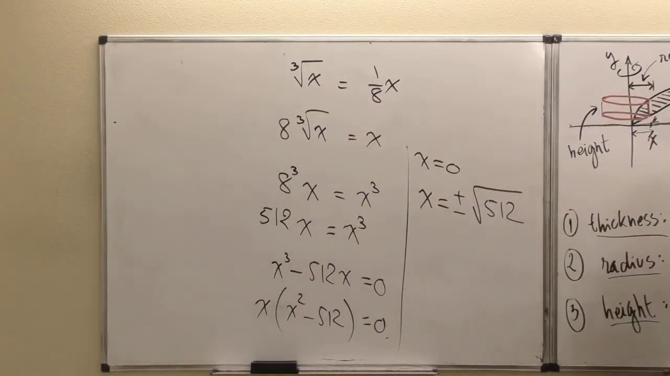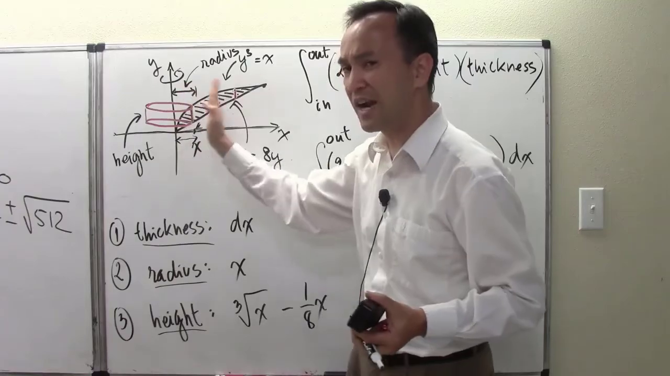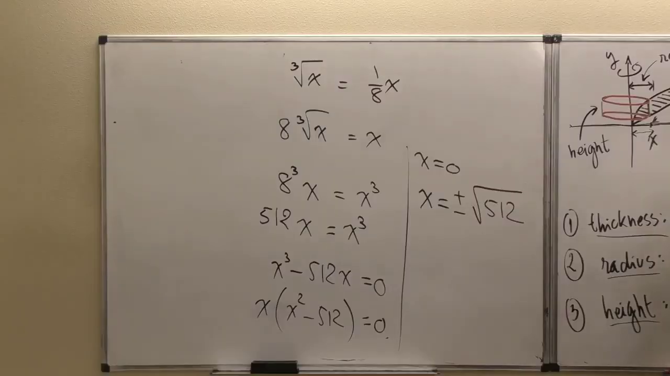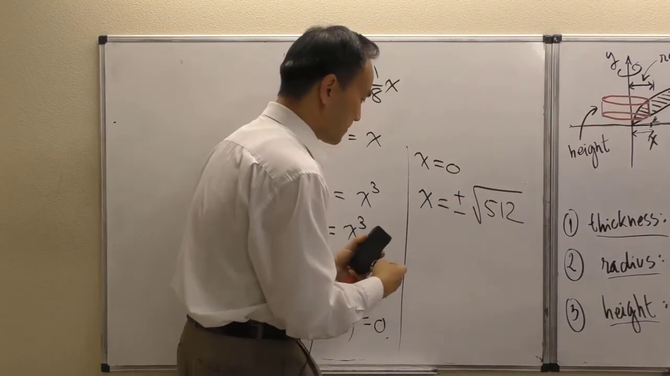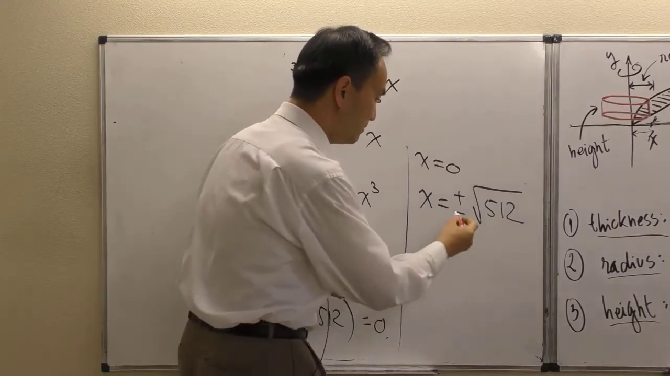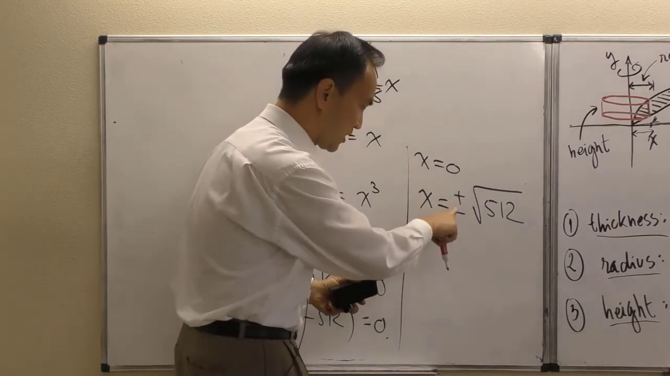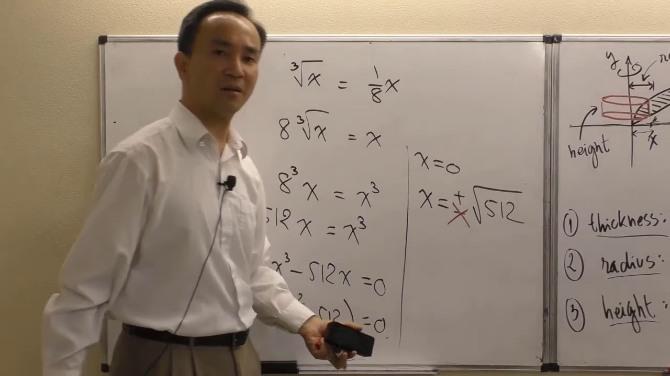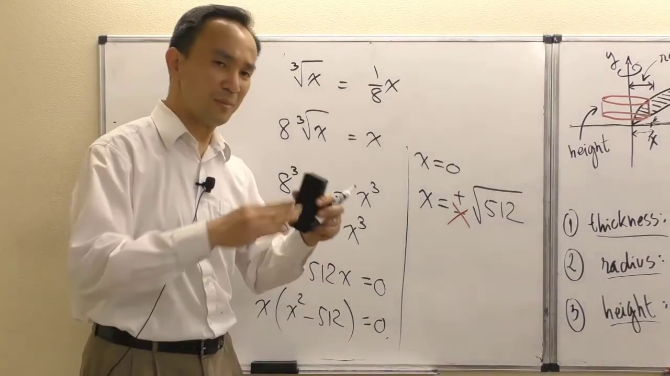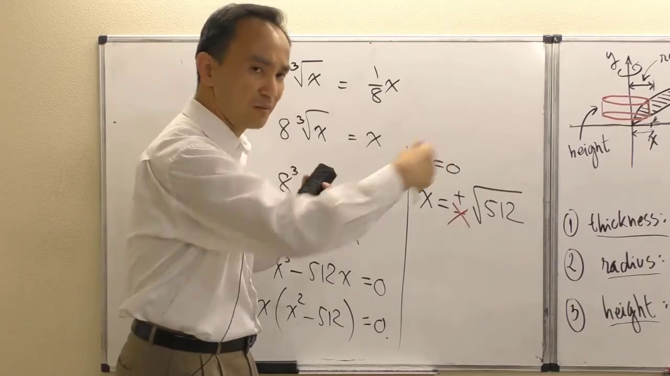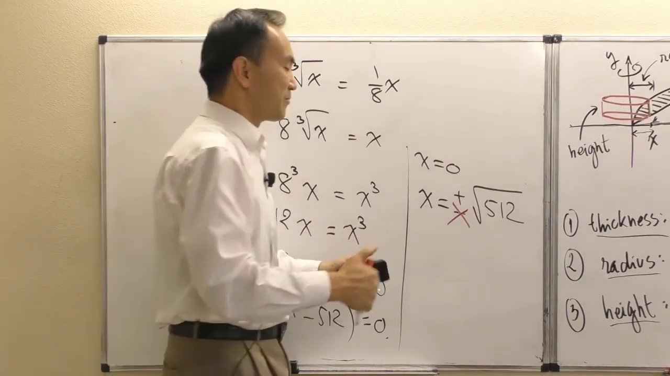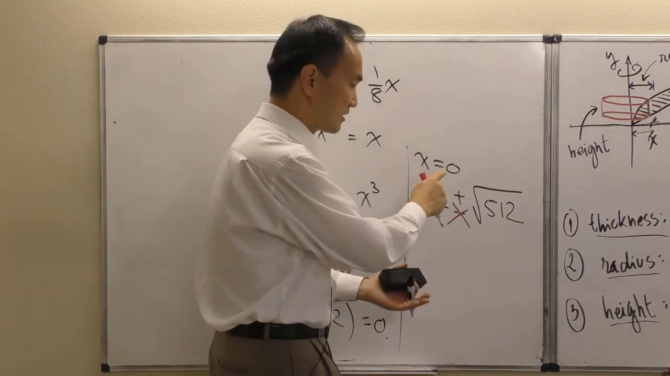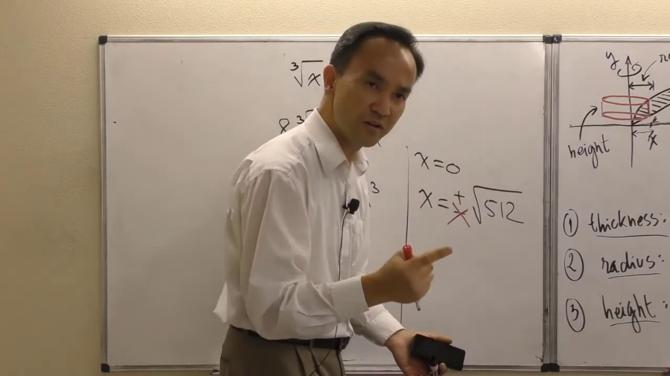Now, technically we have two solutions, but our graph stays on the positive x-axis. That means we're only going to choose the positive square root. I had to write down both signs, but for our application we are going to ignore the negative one. Remember, I showed the graph: our enclosed region is only on the positive x-axis. So the two x values where the two graphs cross each other are x equals 0 and the positive square root of 512.